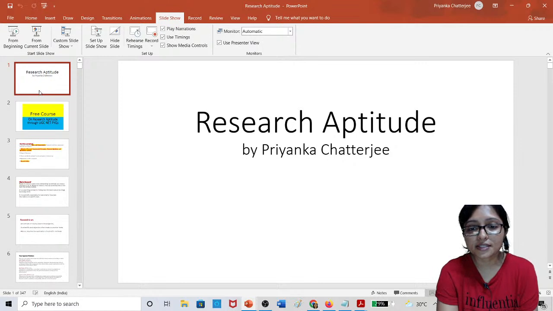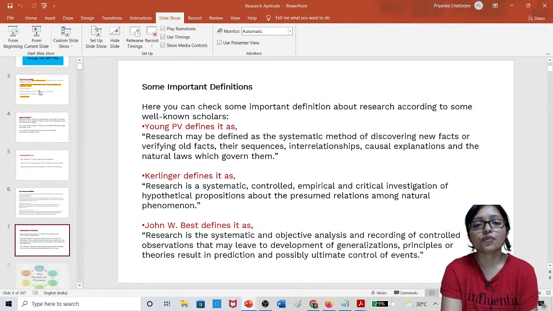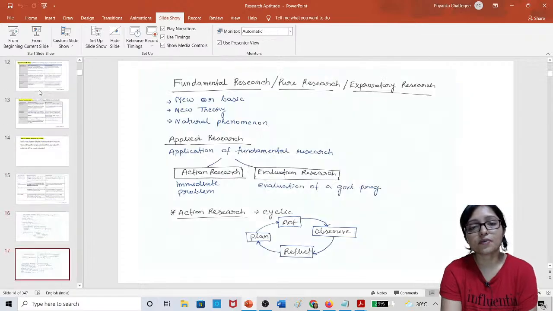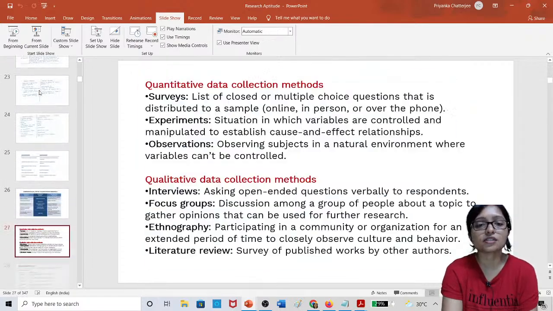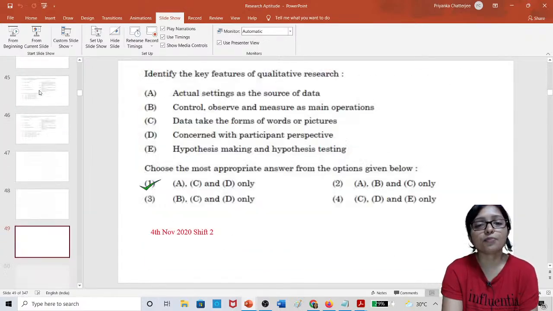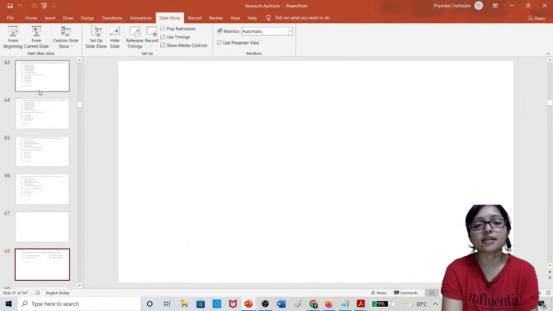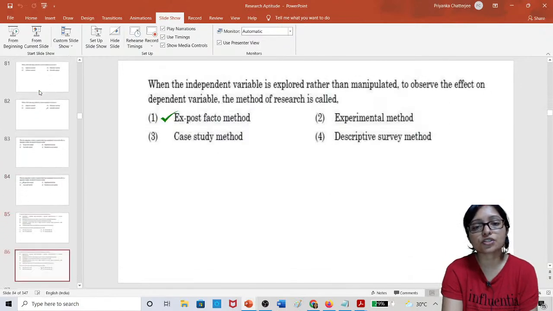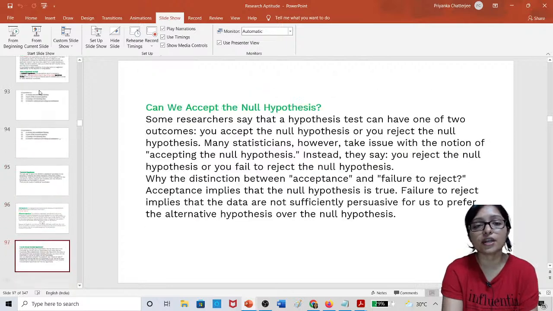So today it is day 4. Already we discussed so many concepts of research aptitude with previous year's questions, different types of research questions, and after that hypothesis, and then the sampling. All these topics are already done.